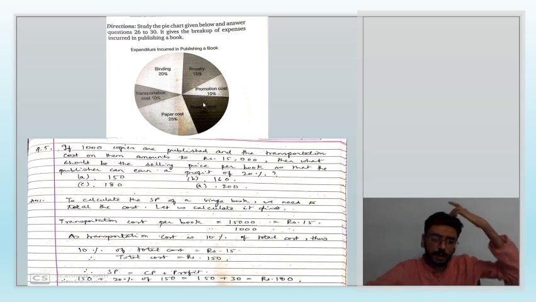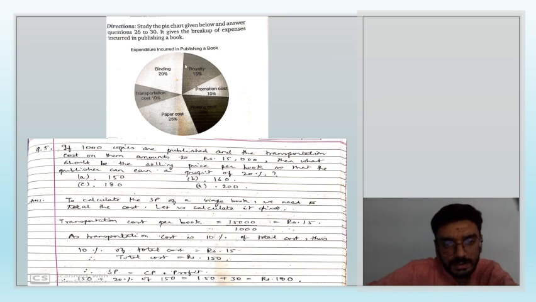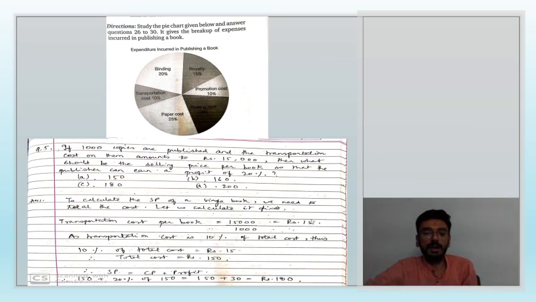We can directly check it also. The cost price of one book is 150 rupees, out of which transportation cost, that is 10%, would come out to be rupees 15. So cross-referencing that, our calculation is correct.